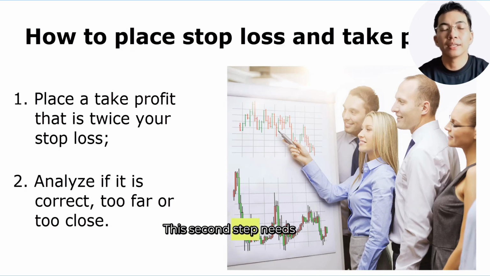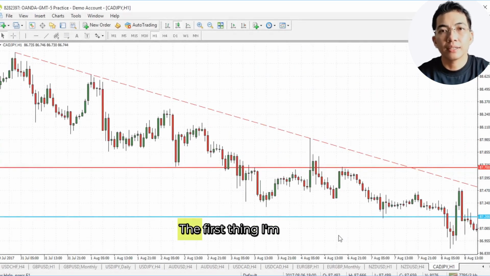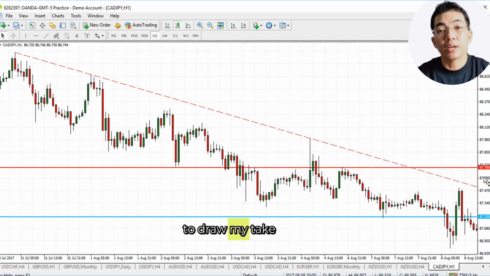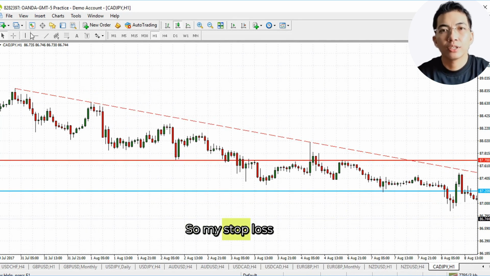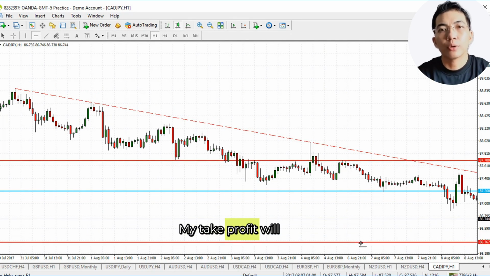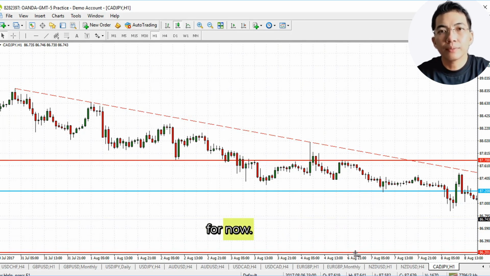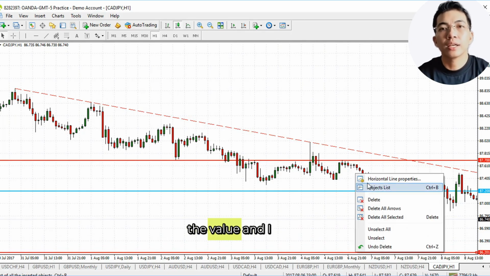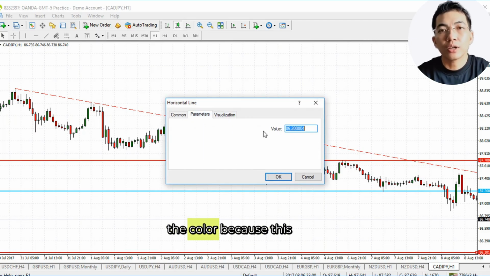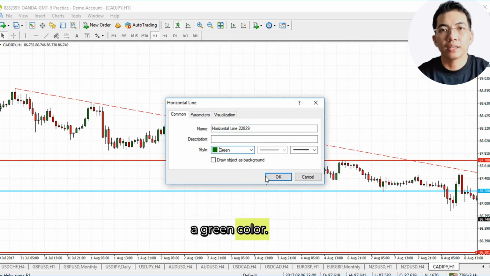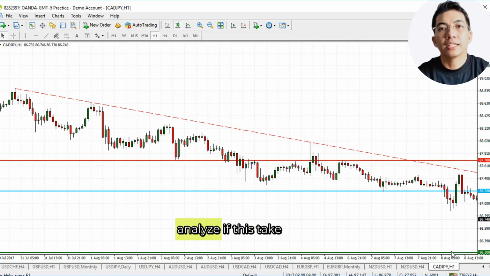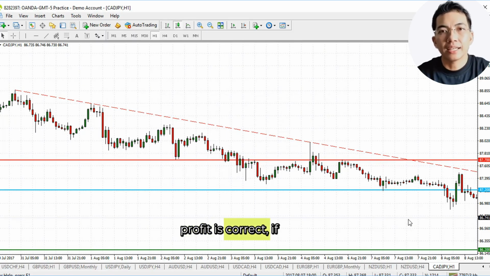This second step needs further explanations, so I'm going to open again the previous chart on the MetaTrader. The first thing I'm going to do is to draw my take profit line. So my stop loss is 50 pips, my take profit will be 100 pips for now. I want to change the value and I also want to change the color because this is my take profit line, so I want a green color.